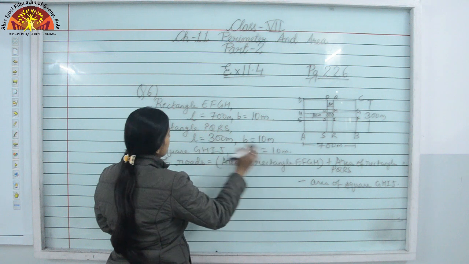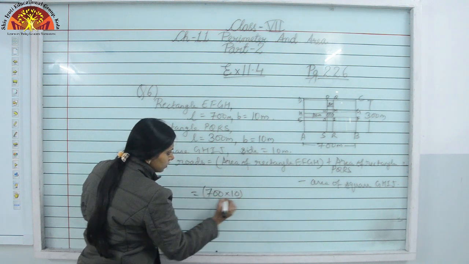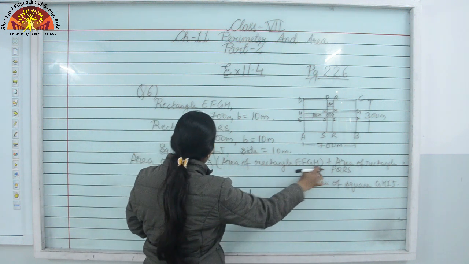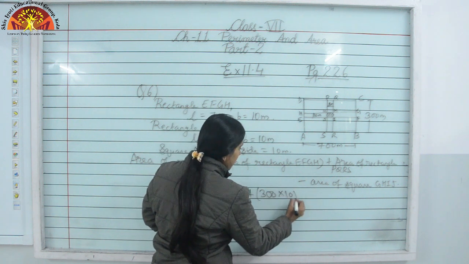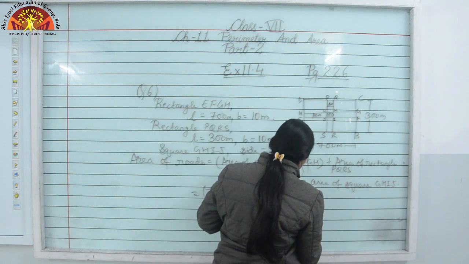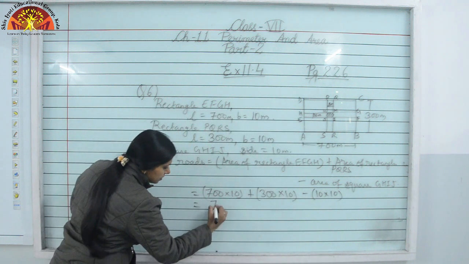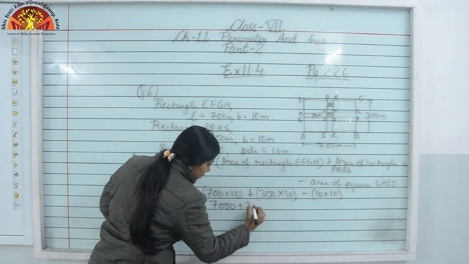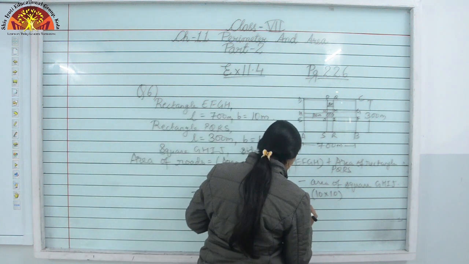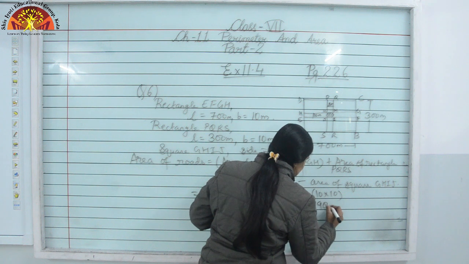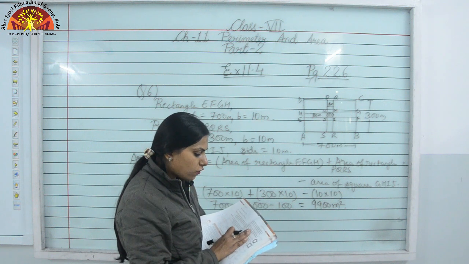Area of rectangle EFGH, so what are the dimensions? That is 700 into 10 plus area of rectangle PQRS, that is 300 into 10 minus the area of square GHIJ, that is 10 into 10. Is it clear? Now 7000 plus 3000 minus 100. So it comes out to be 10,000 minus 100, that is 9,900 meter square. So this is the area of the roads.